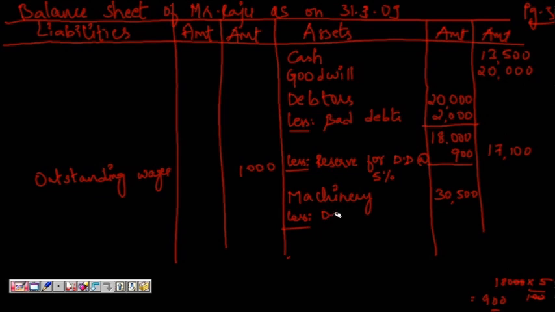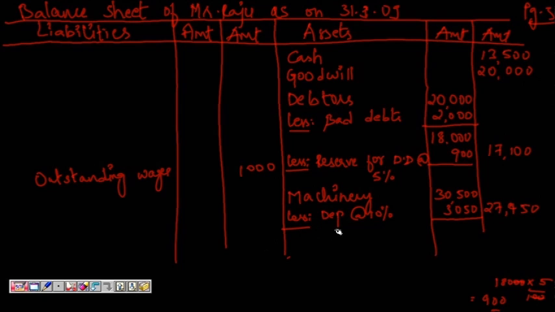So less depreciation. Since I do not have space here, I am writing only dep. So depreciation at the rate of 10%. So on 30,500, if we take 10%, it comes to 3,050. So 30,500 minus 3,050 comes to 27,450. So write the value of 27,450 in outer column.